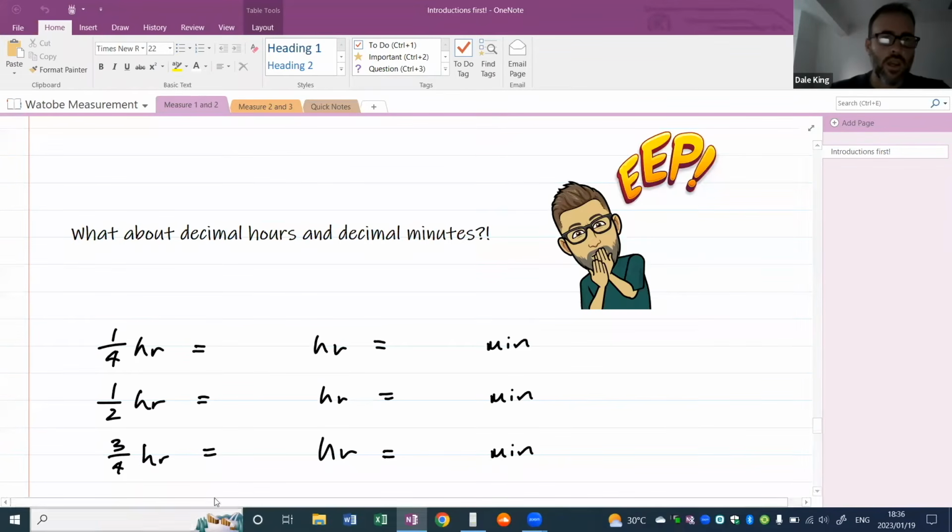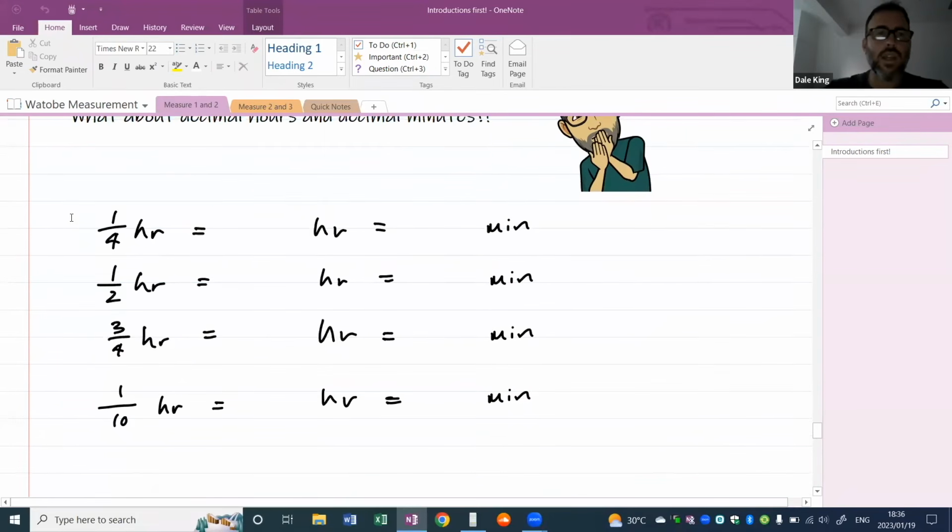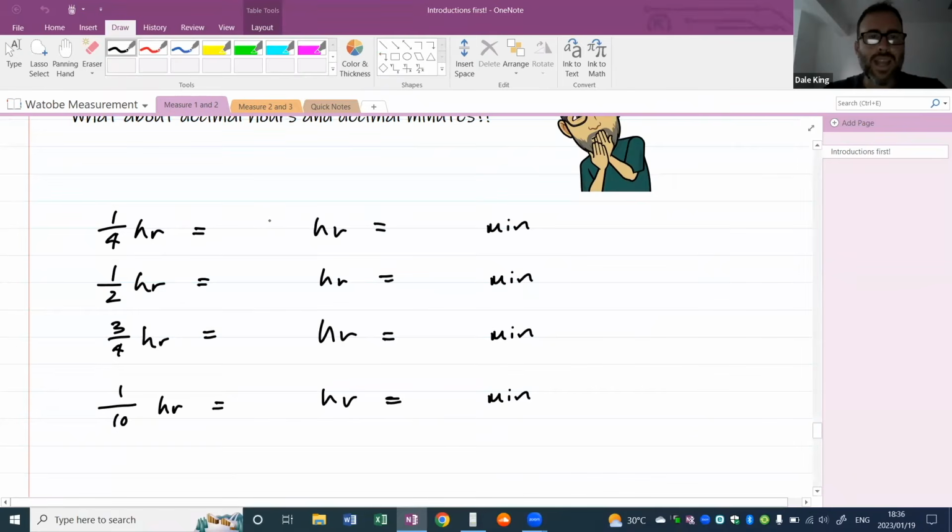All right, so let's do some practice over here. This first line says a quarter of an hour. Now I want you to tell me in chat, how do we write that as a decimal, with a comma? How many decimal hours is a quarter of an hour? I want you to express a quarter as a decimal.